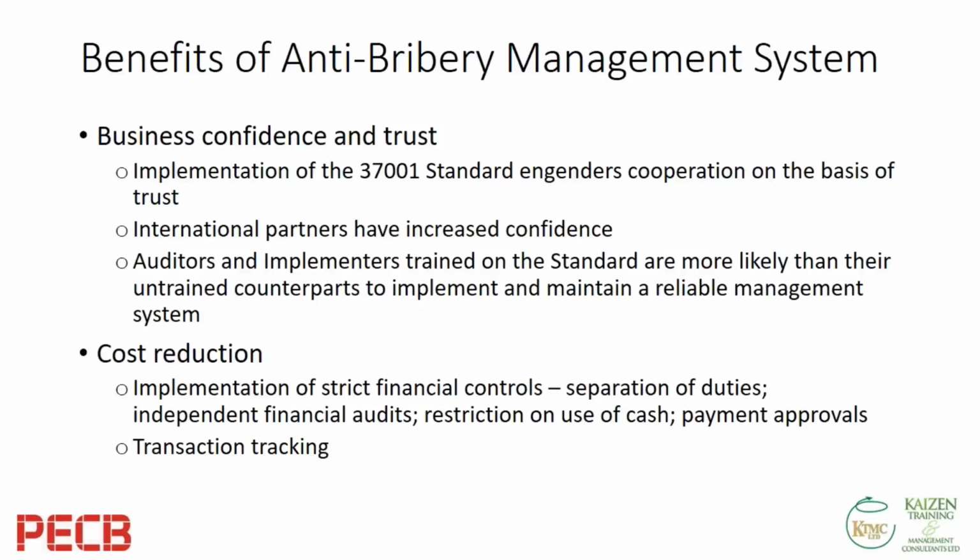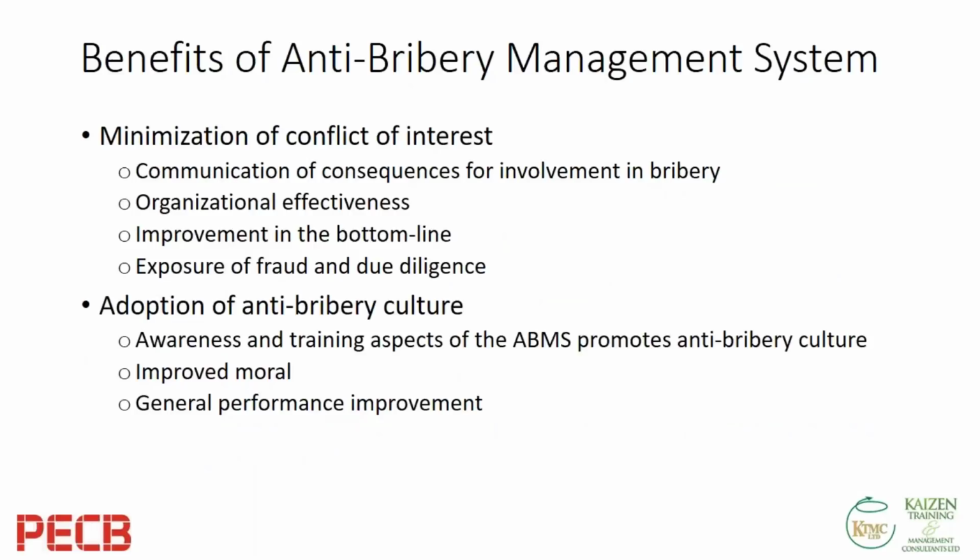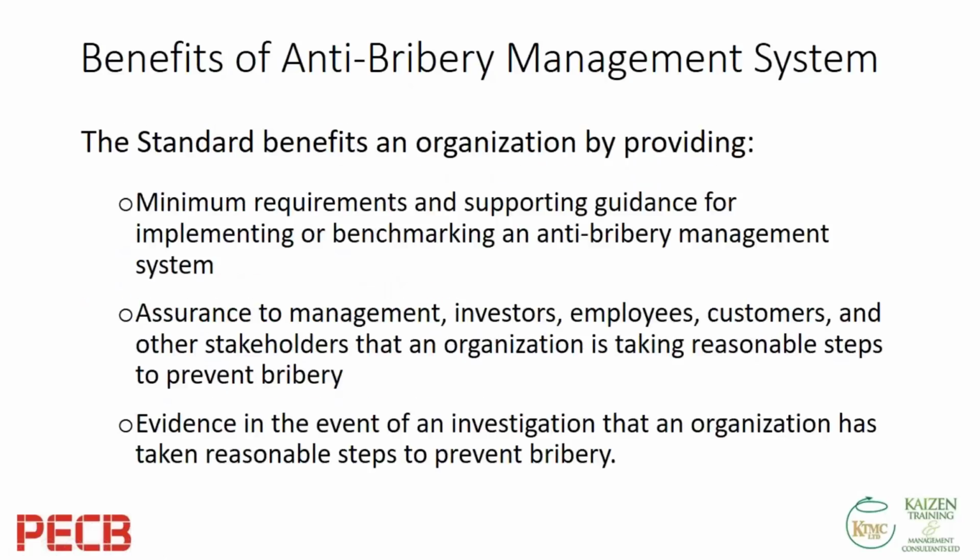Optimization of culture. Importantly, organizations which adopt this management system will implement an anti-bribery culture. Awareness and training aspects of the system promote anti-bribery behavior, and people will begin to think differently. There will be changes in mindset because of improved benefits and organizations providing minimum requirements and supporting guidance for implementing or benchmarking an anti-bribery management system. It is a comprehensive standard.